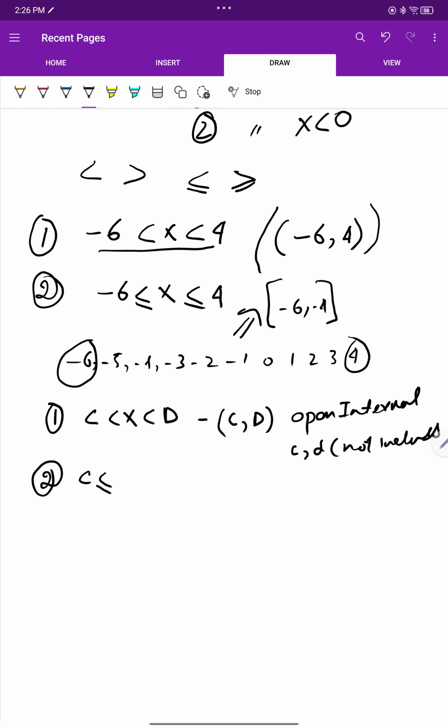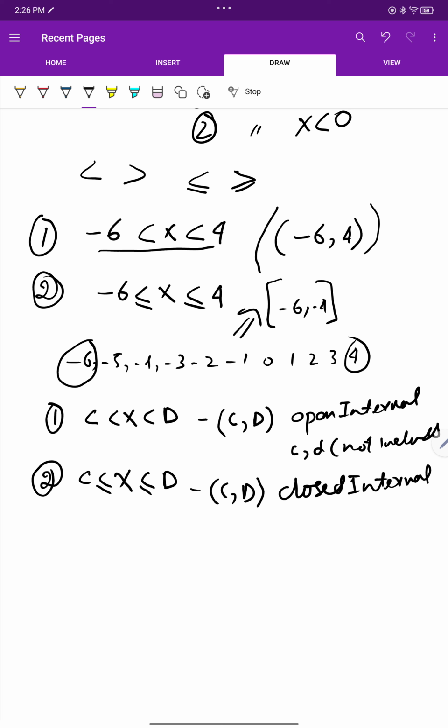Number two, c is less than x and x is less than equal to d. So this is called closed interval in limits. That's very important. We're gonna come across in derivative and integration.